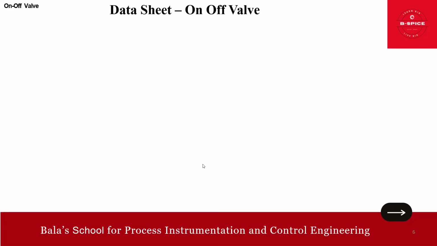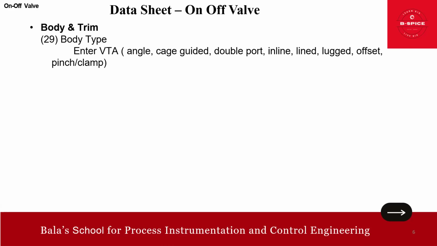Now we go to the very important aspect of this on-off valve, body and trim. So body type. Normally we put it as per the vendor, we will get it from the vendor, but I just wanted to give you some insights on this. It can be angle, globe guided, double port, inline, lugged or offset, pinch, clamp, any type of body type.